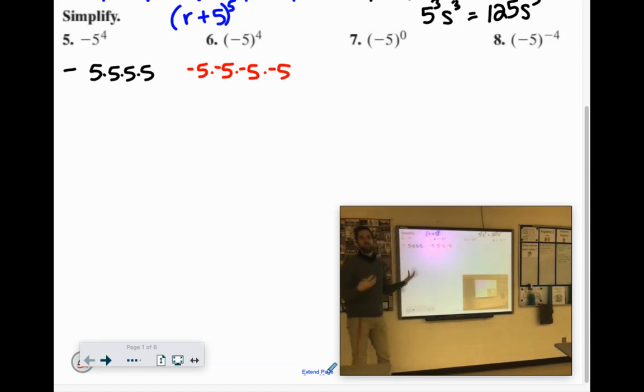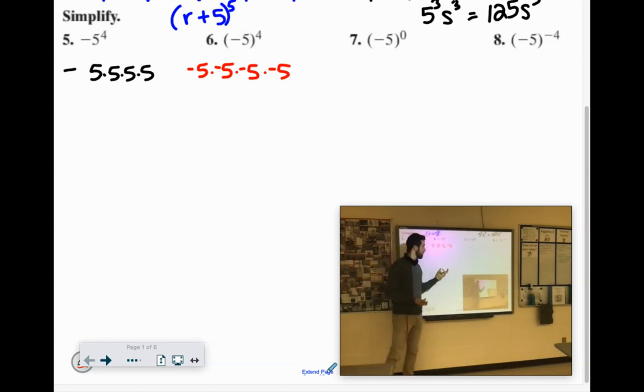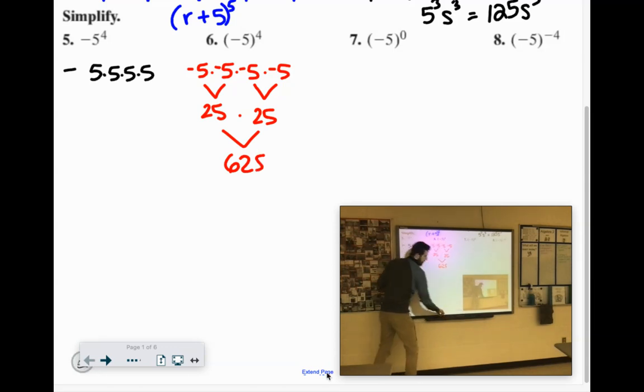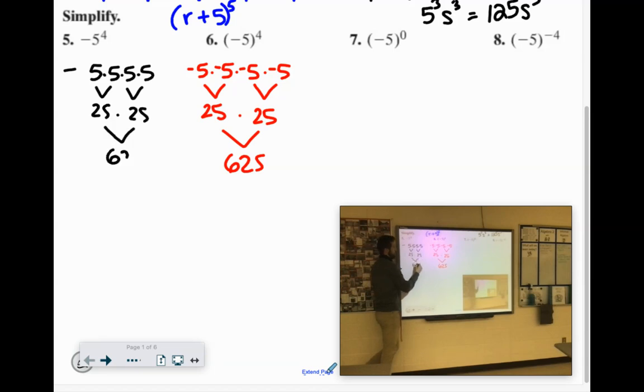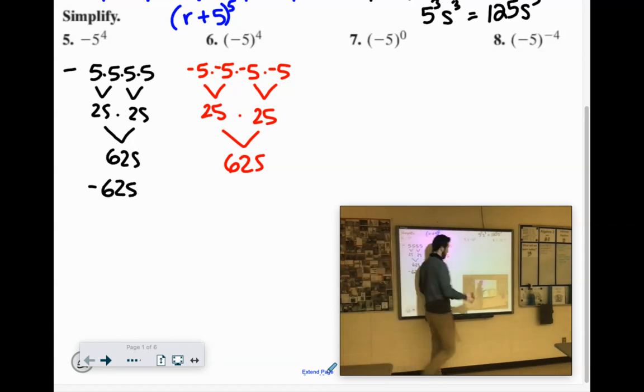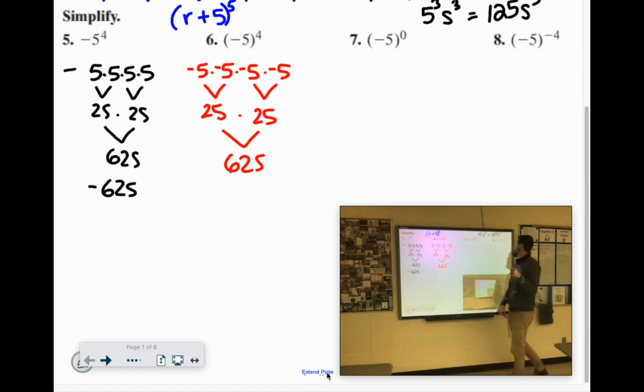So if the parentheses aren't there, it's the opposite of whatever it is. If the parentheses are there, that negative is included every time. So like here, the negative 5 times negative 5 would come out to positive 25. Negative times negative, positive 25. 25 times 25 gives you 625. Whereas this one's saying the opposite of 5 times 5 times 5 times 5. 25 times 25 is 625. So it'd be negative 625. It's one small little difference, but it does change your answer.